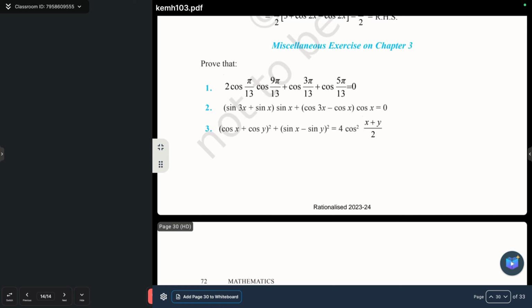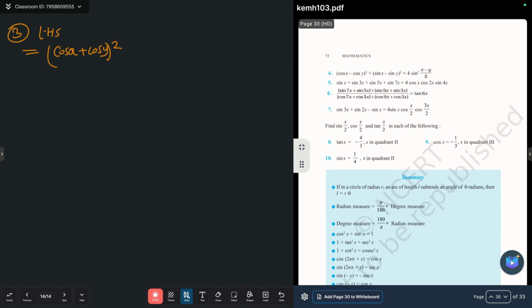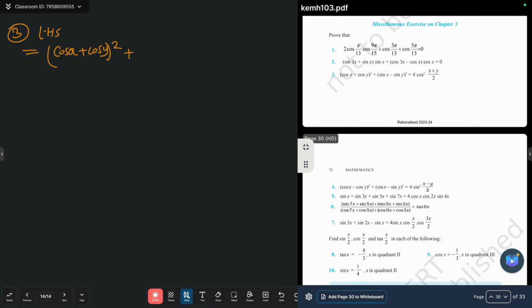Question number 3. Can you decide how you can solve this? How will you solve this problem? Number 3. Write LHS: cos x plus cos y whole square plus sin x minus sin y whole square, and the right hand side is 4 cos square x plus y upon 2.